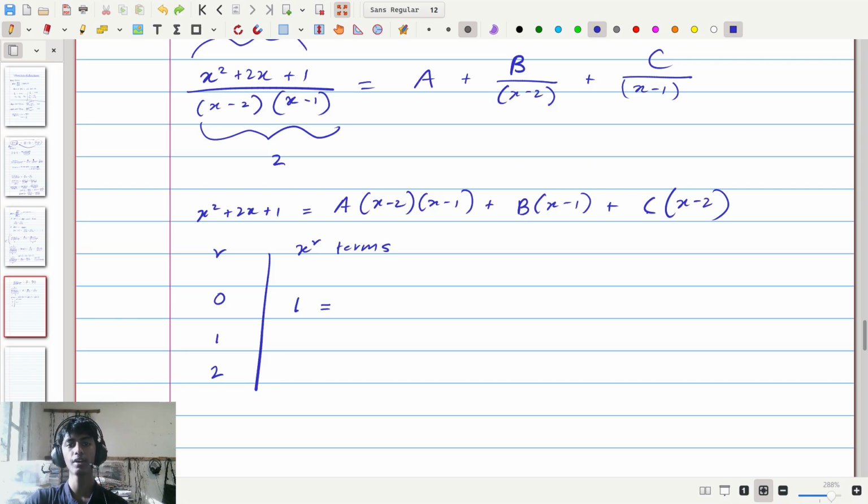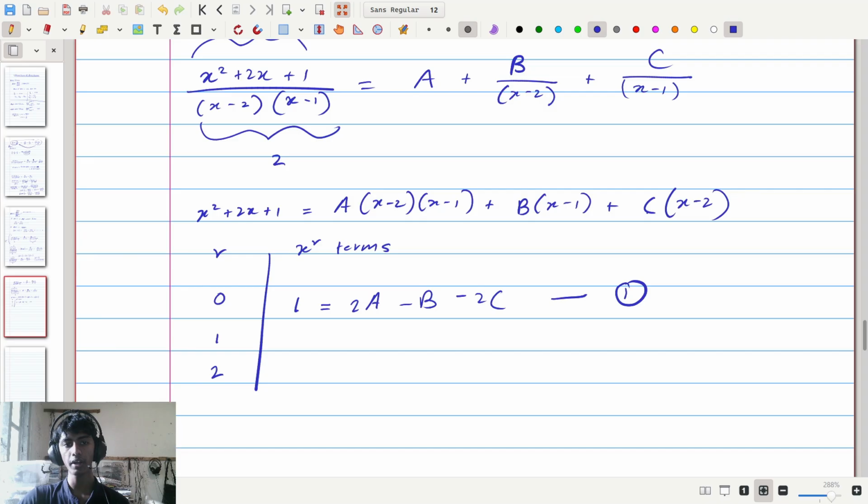In this case, for the constant terms, we have a times negative 2 times negative 1. So a times 2, which is 2a. We also have b times negative 1 here, which is negative b. And we have c times negative 2, which is negative 2c. So we should have that 2a minus b minus 2c equal to 1. This is one simultaneous equation that has to be true.